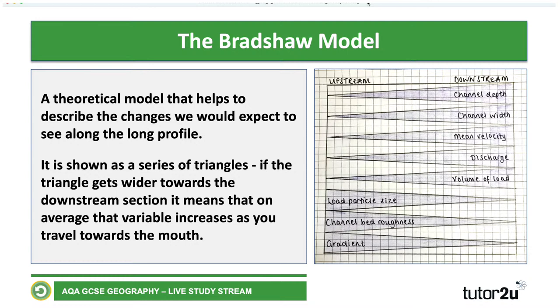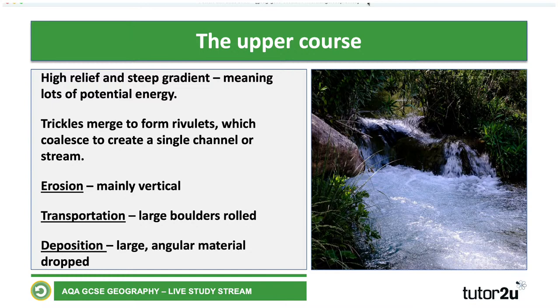So let's have a look at the three courses in a bit more detail. So we're going to start off with the upper course. In the upper course, that's where our river starts. We've got high relief, so quite hilly. We've got a steep gradient. That means the river has got lots of potential energy. So the trickles of water from various streams merge to form rivulets. They will then coalesce and create a single channel or stream that will suddenly become a bit bigger.